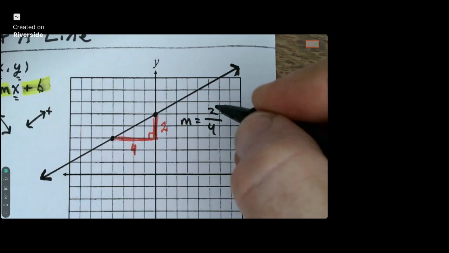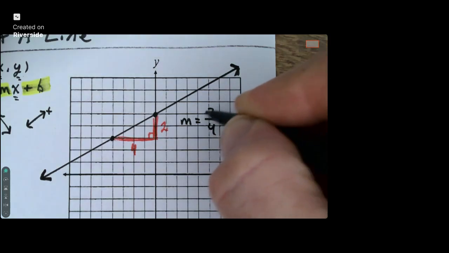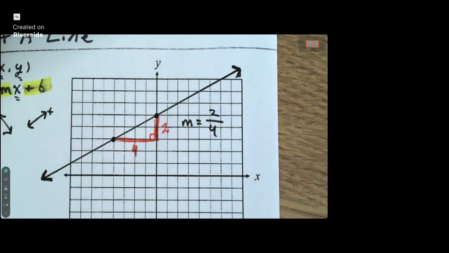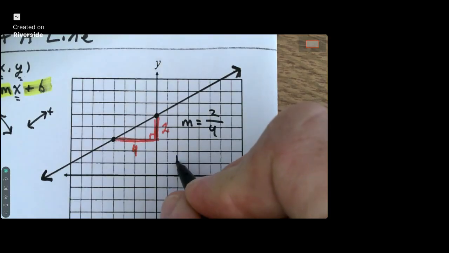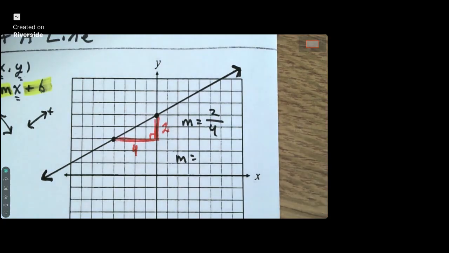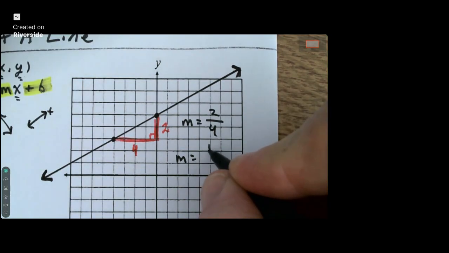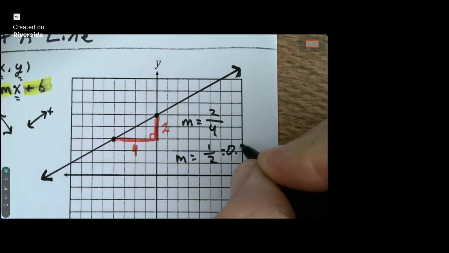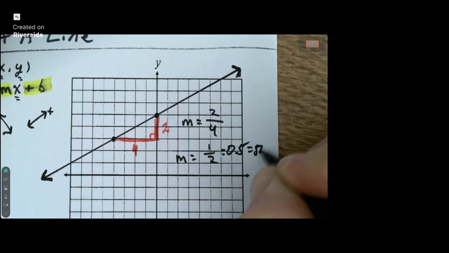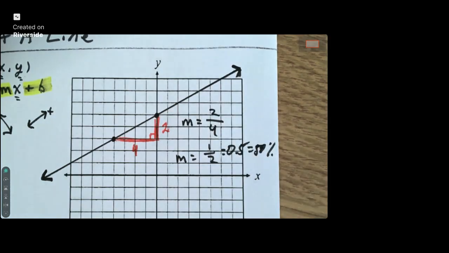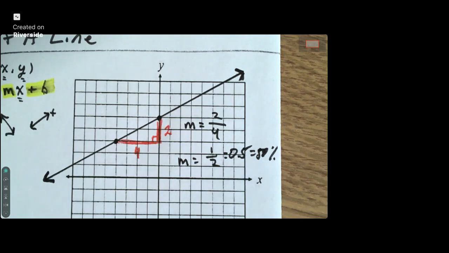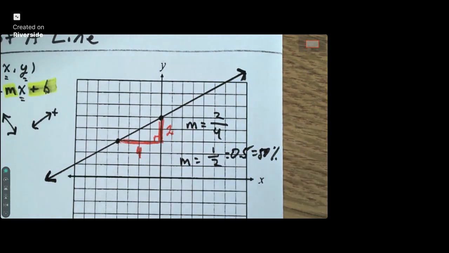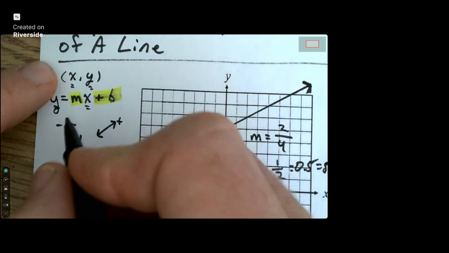So this line is going up and to the right, so this slope answer will be positive. Of course, I'm not going to write the positive. Any number is positive if it doesn't have a negative to the left of it, so we'll just leave the negative off, and that automatically means positive. That will simplify to a simpler fraction: 2 over 4 simplifies to 1 over 2, and we could also call that 0.5, and we could also call that 50%. It's an ugly 50, sorry, but 50%. I'm going to stick with the fraction, though. Typically, that's what we use in our formula.